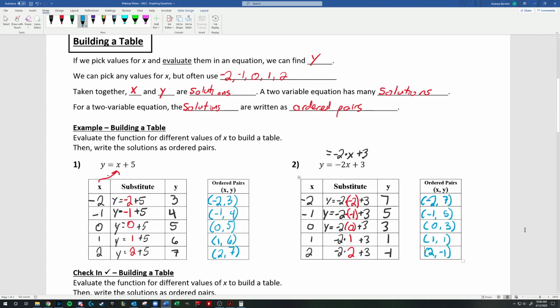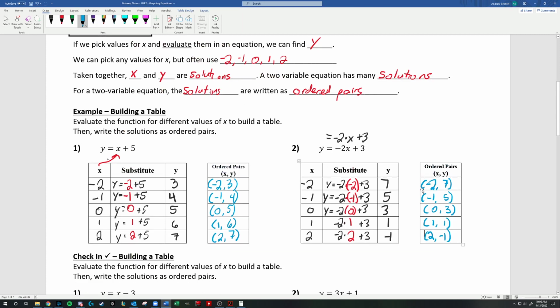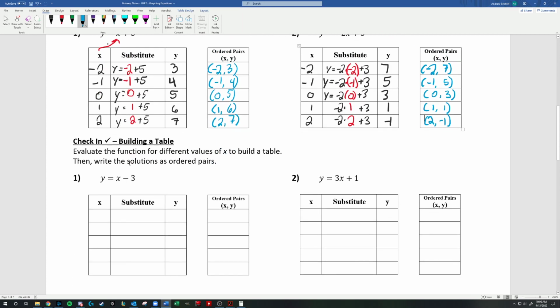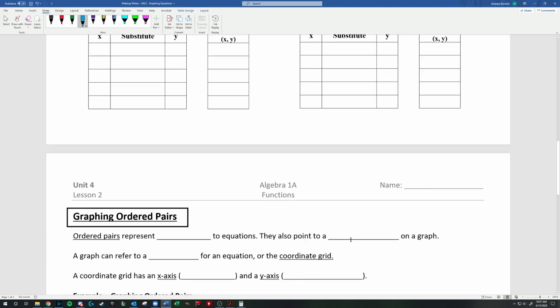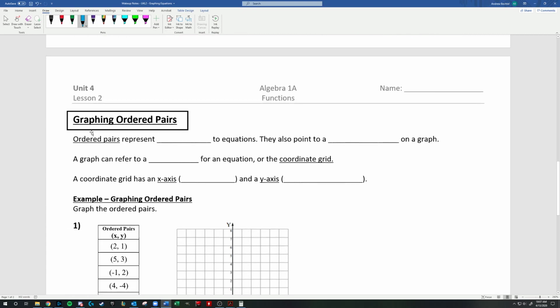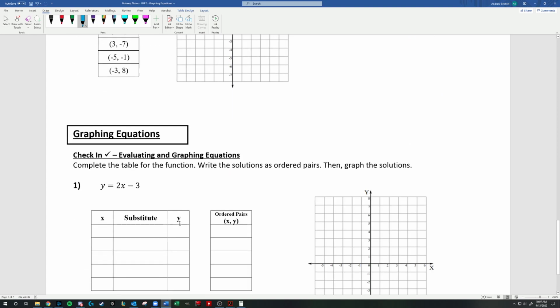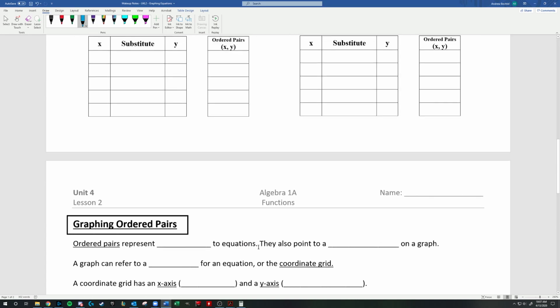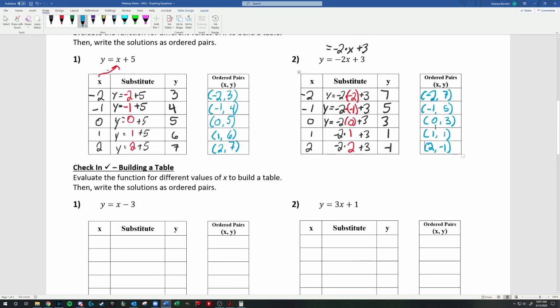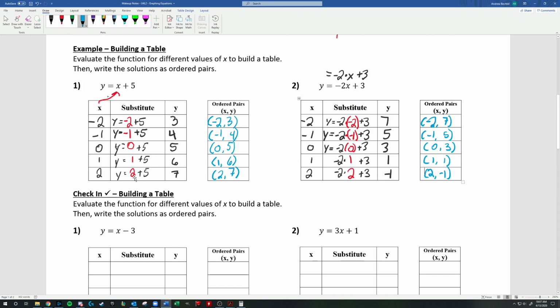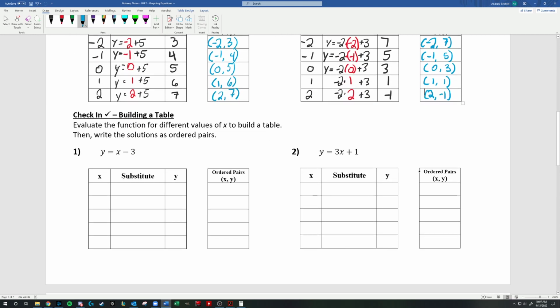I'll stop this video here. Go ahead and complete this table as a check-in and send a picture to Mr. Bechtel. In the second part of these notes, we'll learn how to graph these ordered pairs. So now that you've completed these check-in problems, go ahead.